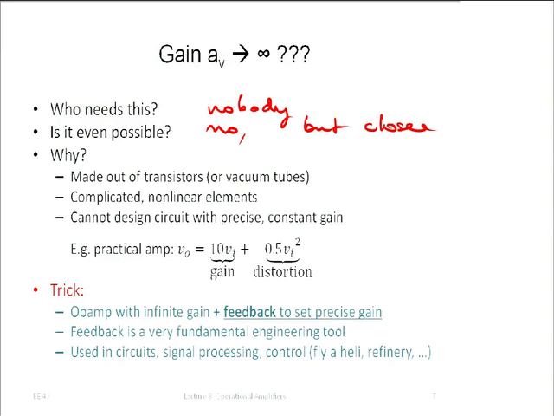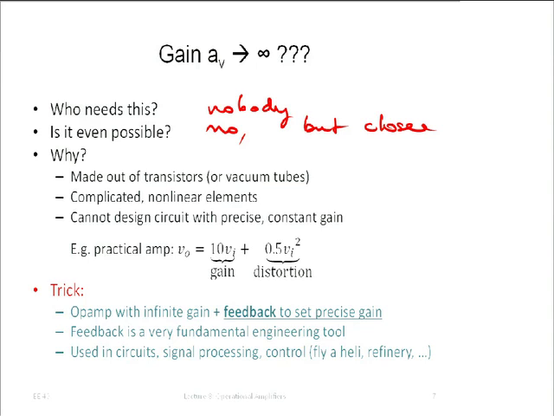So in practice, we get around this problem using a trick. And the trick is we take an amplifier that has infinite gain or near infinite gain, okay? And then we combine that with one other principle, and that other principle is called feedback. And so the thing that actually, in the end, makes an amplifier with very precise gain is the combination of something that has infinite gain and something that provides feedback that sets a very precise gain, for example, 10 or 200 or whatever. Okay? So this feedback is a very, very fundamental engineering tool or principle.